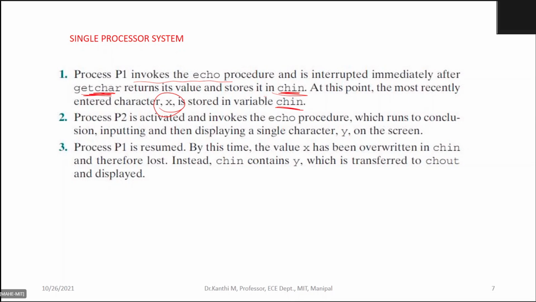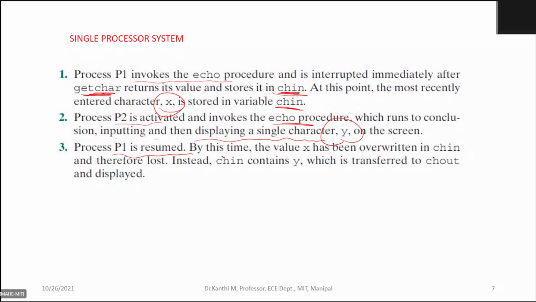So since it is interrupted, now process P2 is activated. Suppose P2 invokes the same procedure, which runs to conclusion, inputting and then displaying a single character Y on the screen. So now process P1 is resumed.